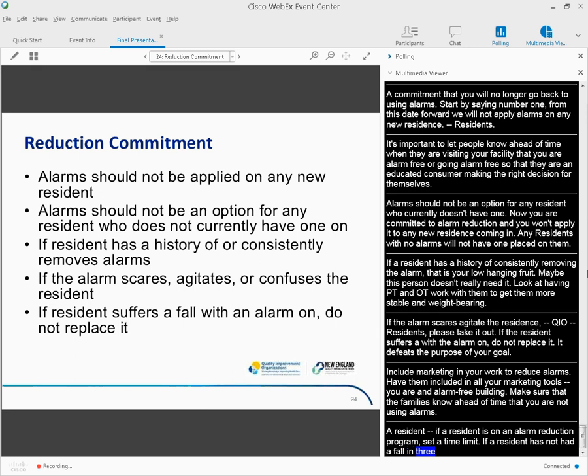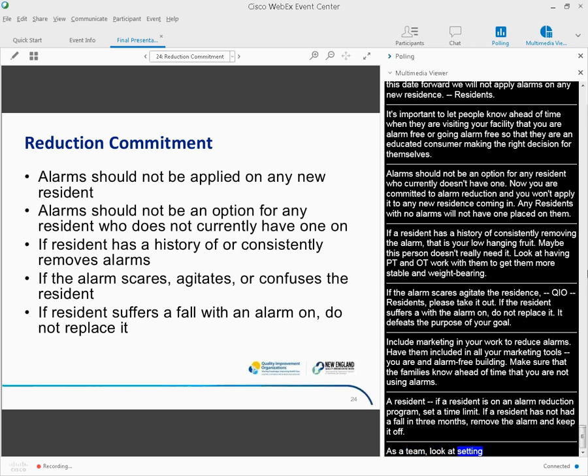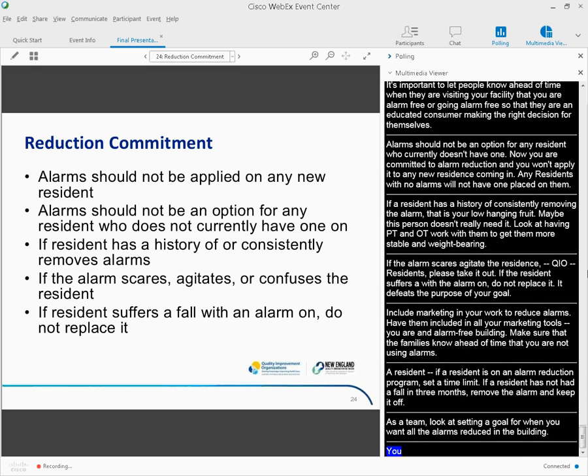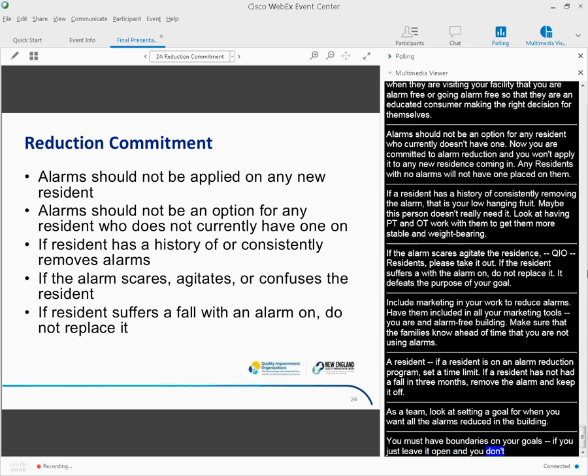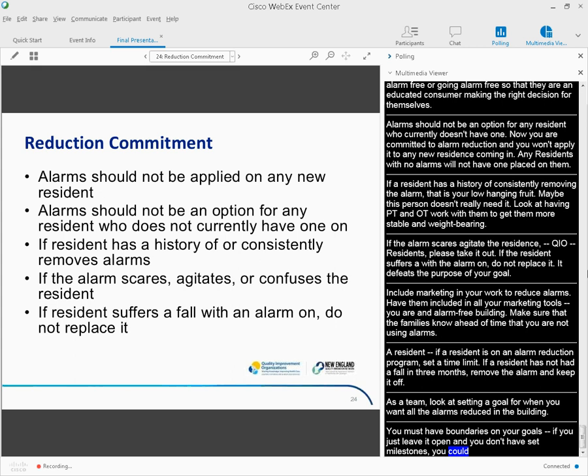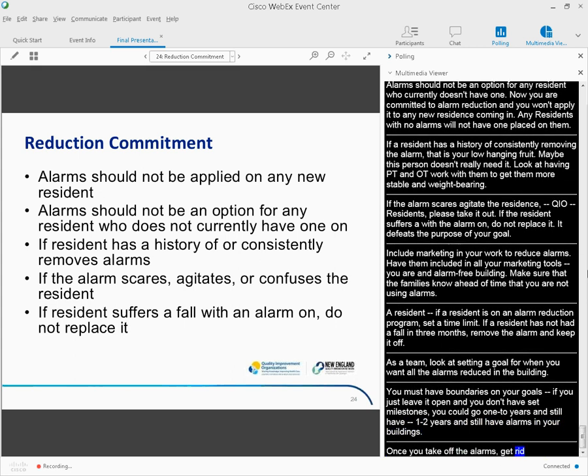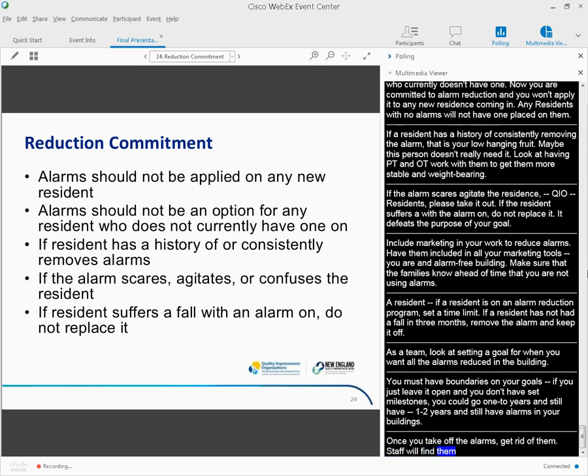And then as a team, as a body, look at setting a goal for when you want all your alarms reduced in the building. Because you have to have walls on your goals. If you just leave it open that, oh, we're going to go alarm free, but you don't have any set milestones, then you could go a whole year, 2 years, and still have alarms in your building. And once you've taken the alarms off, please get rid of them from your building, because staff will always find them and they will revert back to what they're comfortable with. But if I can't find it, then I can't place it on someone.